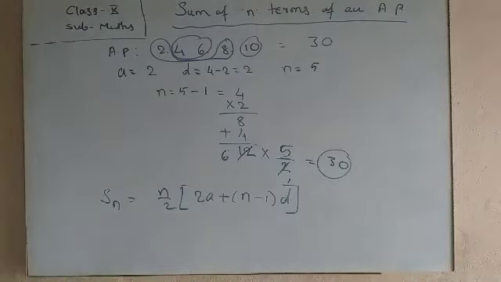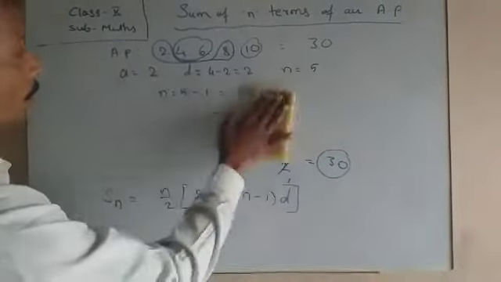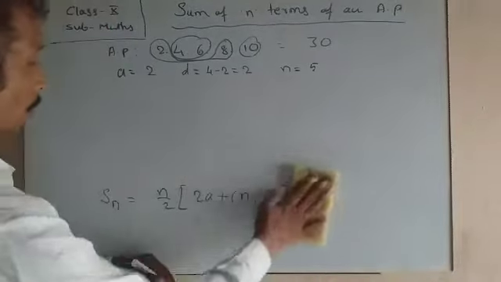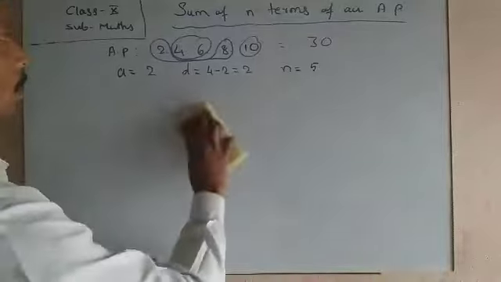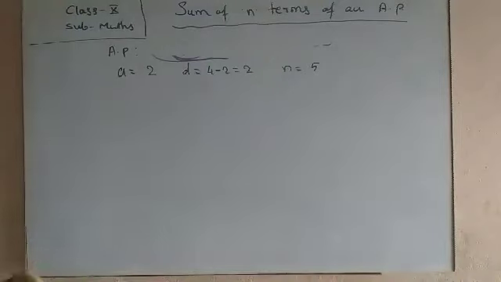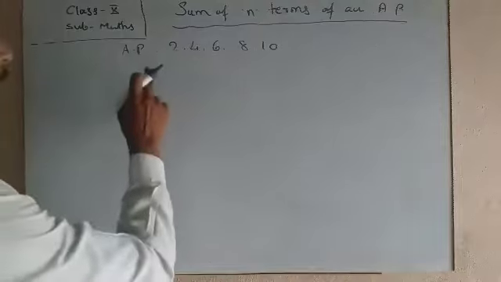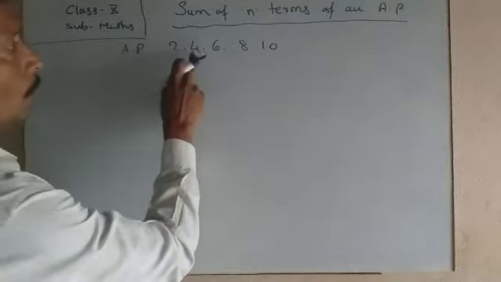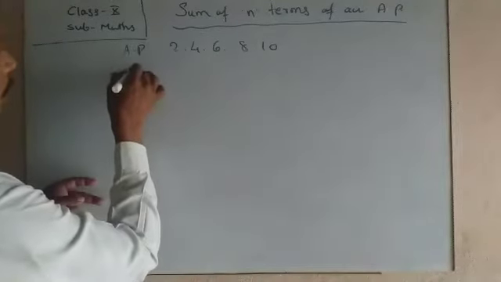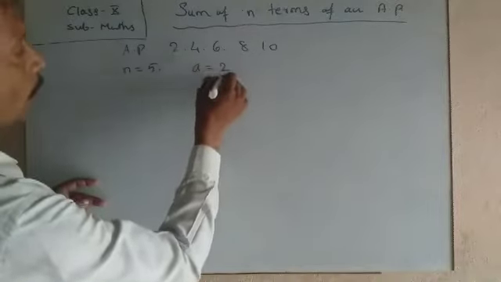Let us find the sum of all the terms of the AP by using this formula. Our given arithmetic progression is 2, 4, 6, 8, 10. Here the number of terms is 5, that is, n is equal to 5. The first term is 2, a is 2.